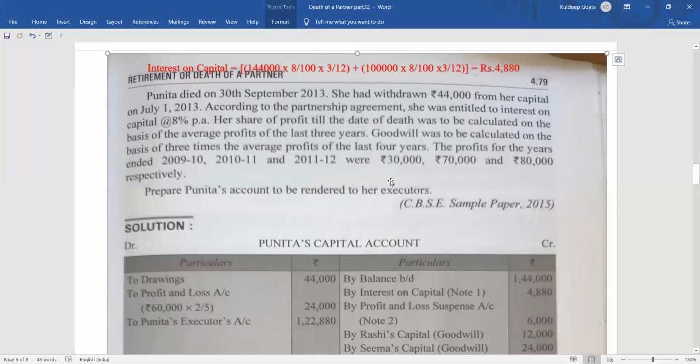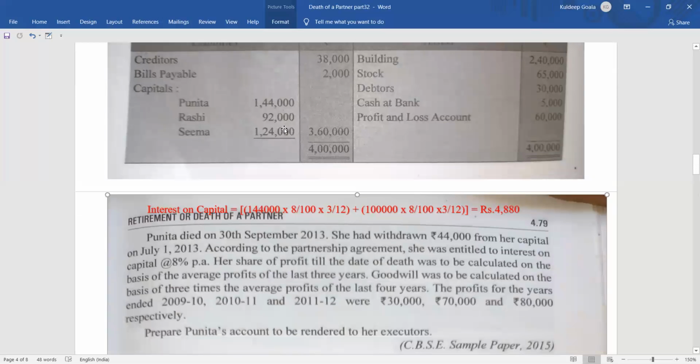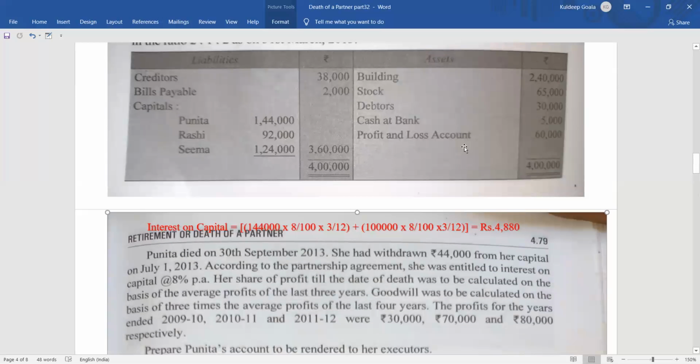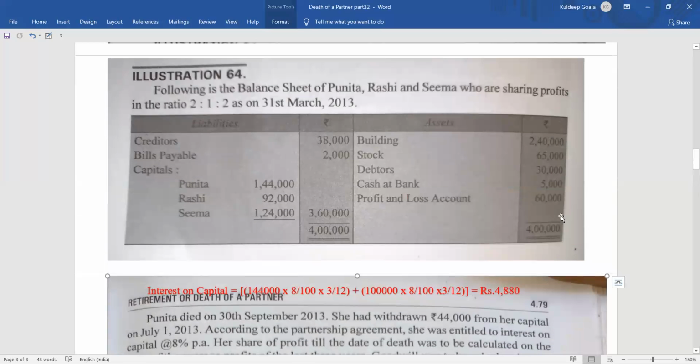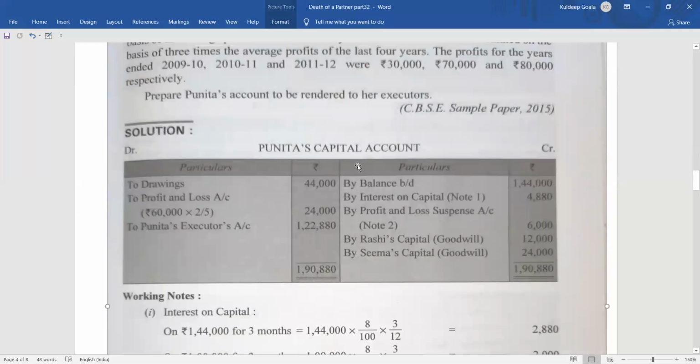So first of all, we'll give the opening balance. So opening balance is how much? 1,40,000, right? So directly put the opening balance, by balance brought down, 1,40,000, clear? After that, immediately we saw that there is a profit and loss debit balance of 60,000. So that will be coming. So how much share will come? 2 by 5. So 2 by 5 of 60,000 will be how much? 24,000. So it will come in the debit side because there is loss. So Punita's capital debit side to profit and loss account, 60,000 into 2 by 5, 24,000.